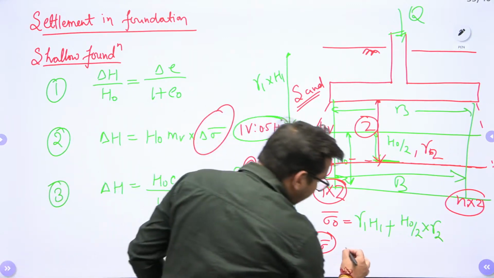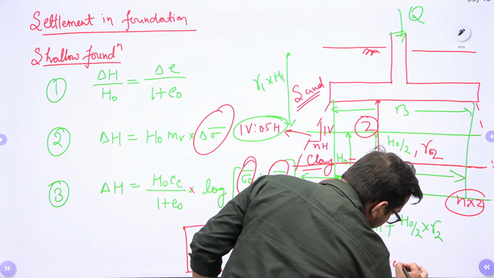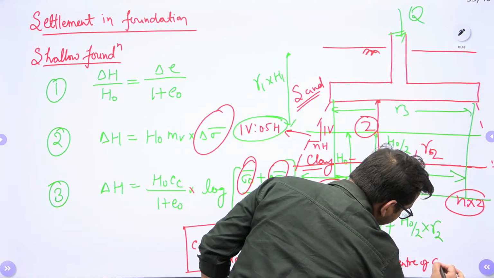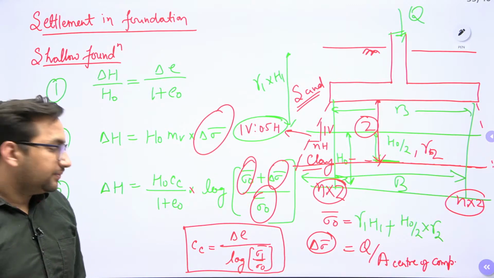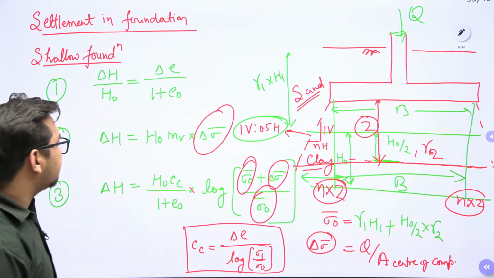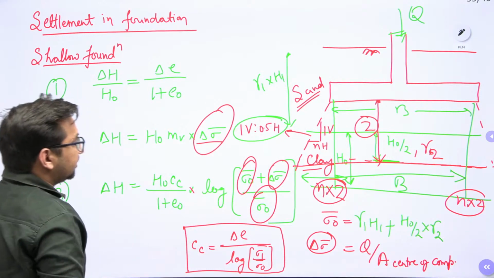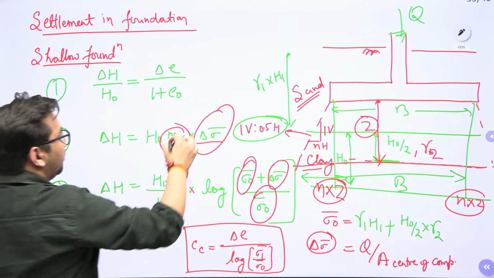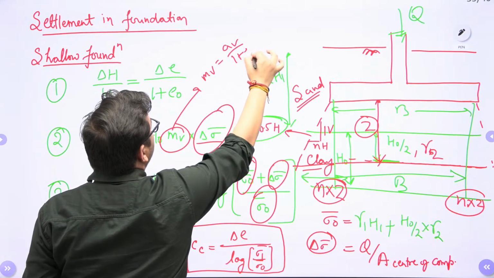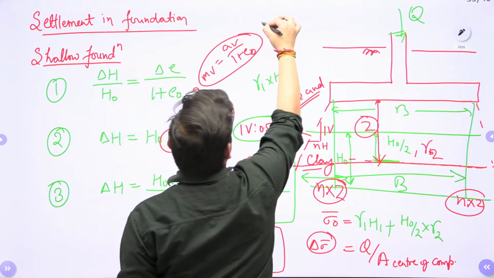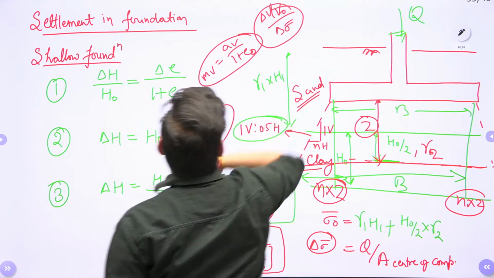This delta sigma bar will be Q divided by the area at the center of the compressible layer. Clear? So if these two values are known to you, you can calculate the settlement value. Also here, for delta sigma bar, the change in effective stress, mv is your coefficient of volume compressibility, which is nothing but av upon 1 plus e naught, or it is also the change in volume with respect to initial volume when effective stress changes, right?